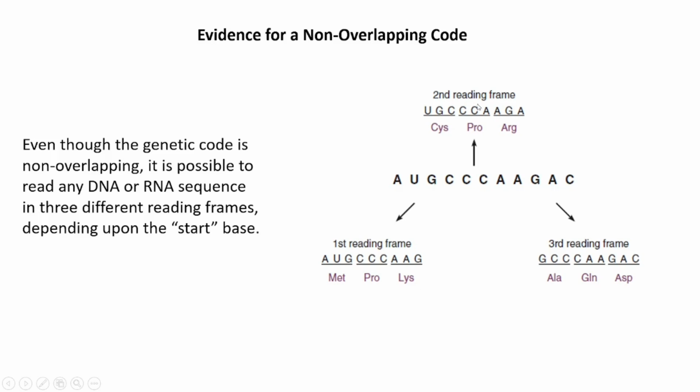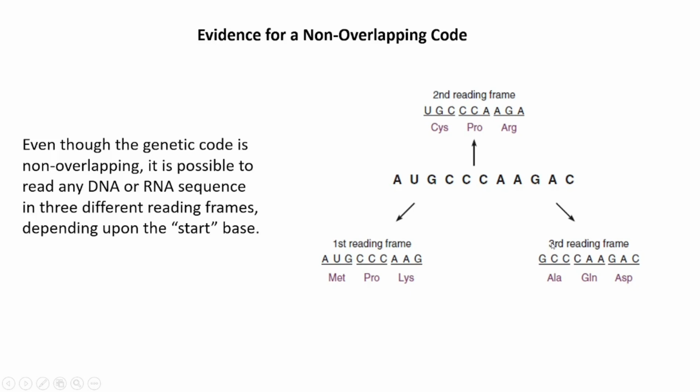However, if the second reading frame starts from U, then the first codon will be UGC, which codes for cysteine. The second would be CCA, which codes for proline. And the third would be AGA, which codes for arginine.